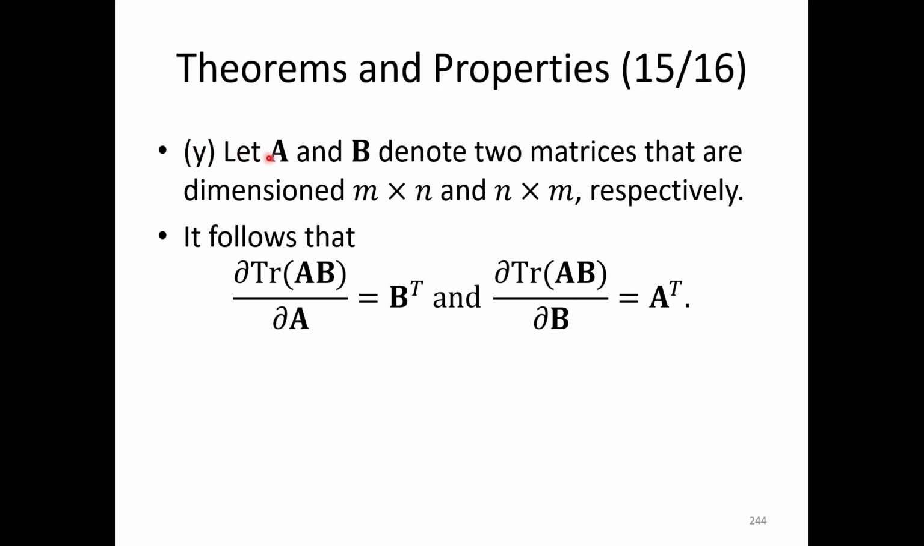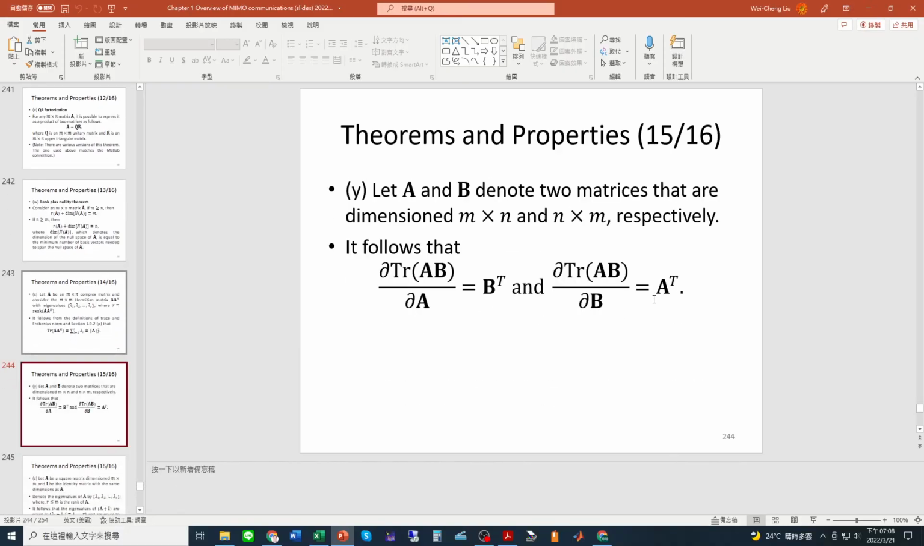Okay, let A and B denote two matrices that are dimensioned m by n and n by m respectively. It follows that the partial derivative of the trace of A times B over partial A is equal to B transpose, and the partial derivative of the trace of A times B over partial B is equal to A transpose. Okay, how to prove this equality? Okay, please see the handout.